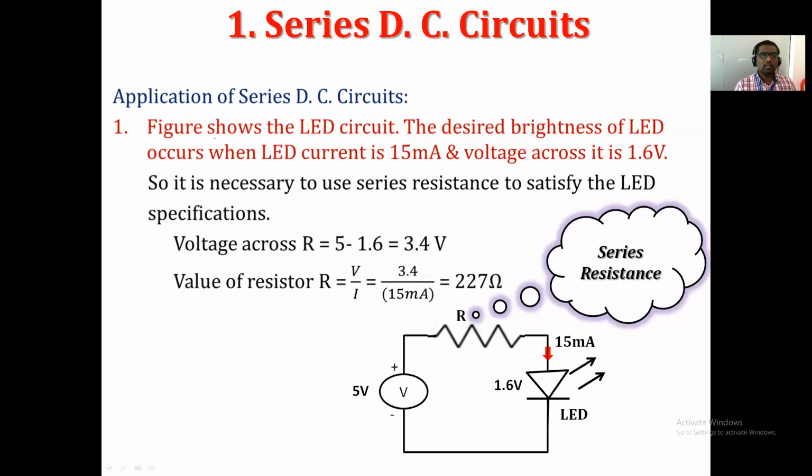You can read it. Figure shows that LED circuit. The desired brightness of a LED occurs when LED current is 15 milliampere and the voltage across it is 1.6 volt. So it is necessary to use the series resistance to satisfy the LED specification. So the voltage across R, we can calculate 5 minus 1.6, which is equal to 3.4 volt, and the value of R, from Ohm's law, V divided by I, is equal to 3.4 divided by 15 milliampere, which becomes 227 ohm. This is one of the applications.